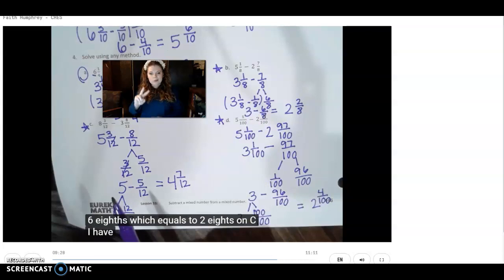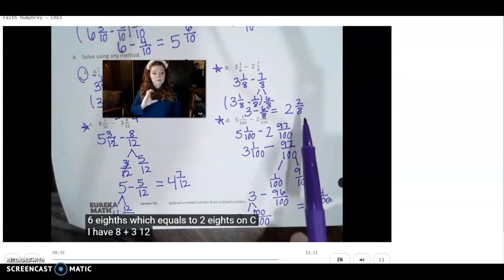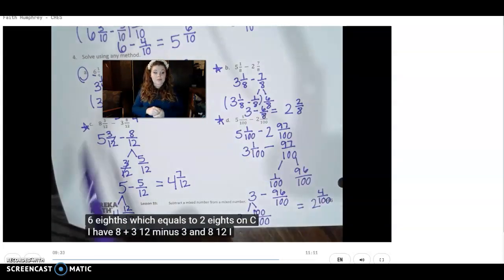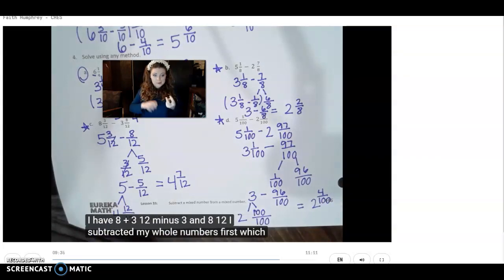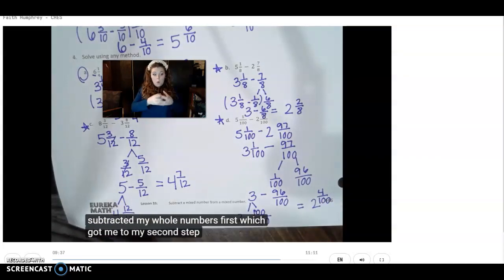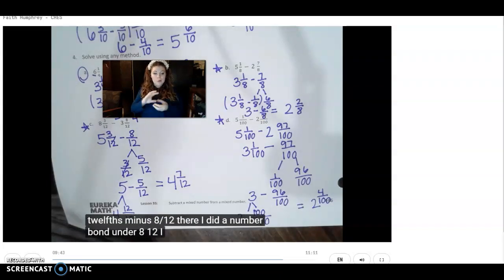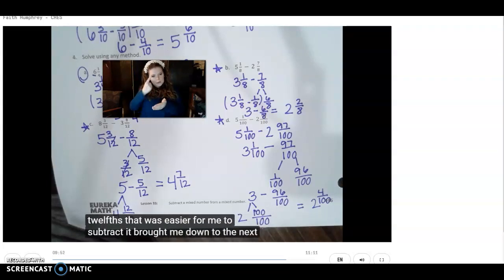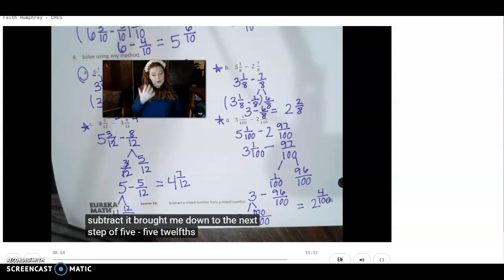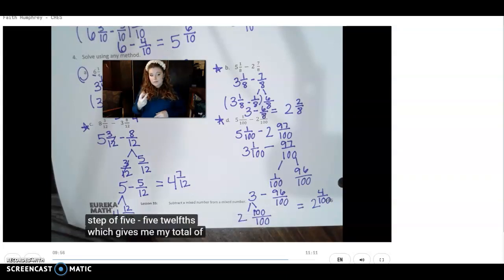On C, I have 8 and 3/12 minus 3 and 8/12. I subtracted my whole numbers first, which got me to my second step of 5 3/12 minus 8/12. There I did a number bond under 8/12. I split it into two parts of 3/12 and 5/12. That was easier for me to subtract. It brought me down to the next step of 5 minus 5/12, which gives me my total of 4 7/12.